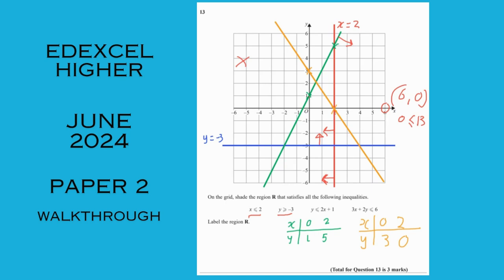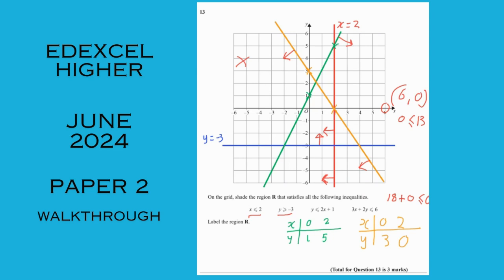Same goes. I'm going to use the same coordinate. Let's replace x with 6, y with 0, and see if it still works. So we've got 3 x's, that's 3 6's, that's 18, added to 2 y's, which is nothing, is 18 less than or equal to 0? No. So we're not looking for this side of the orange line, we're looking for that side of the orange line. So now you can start picking it.